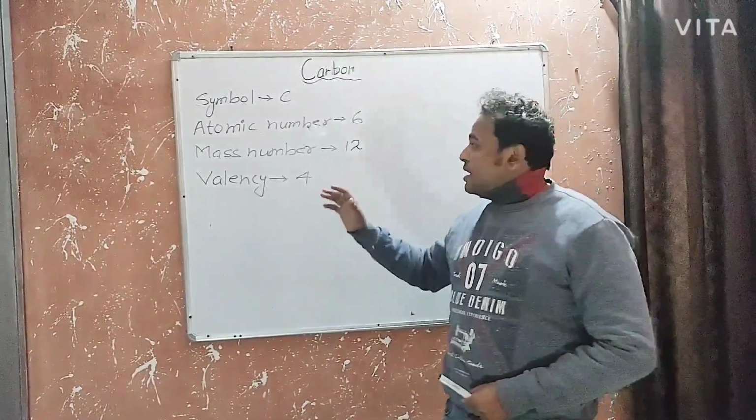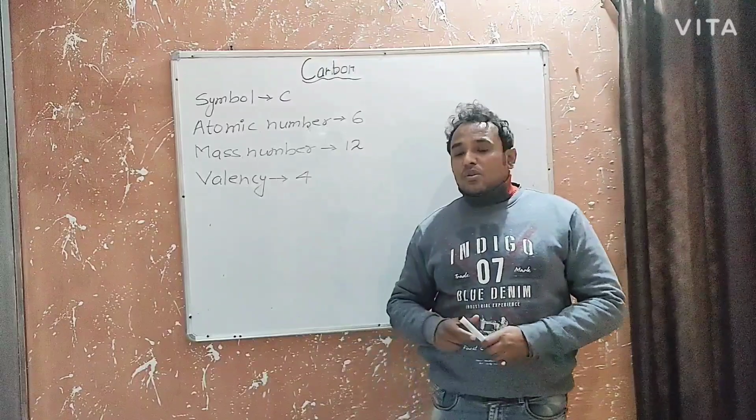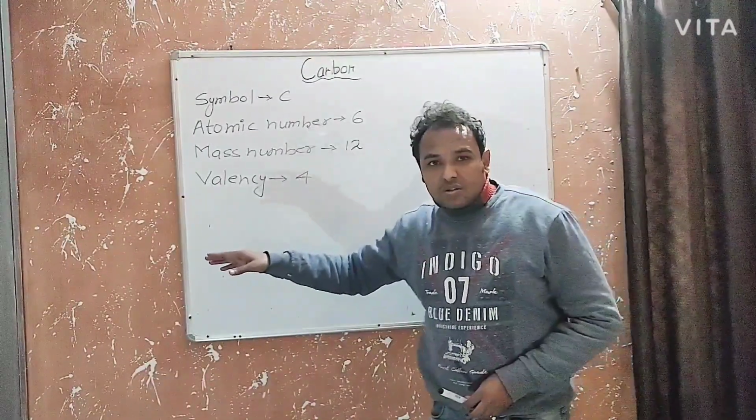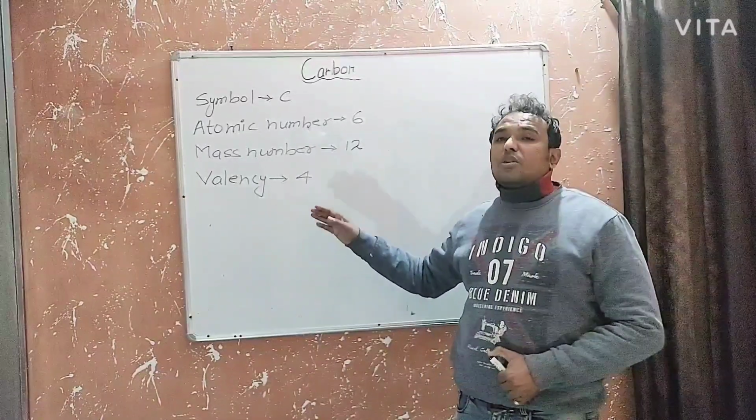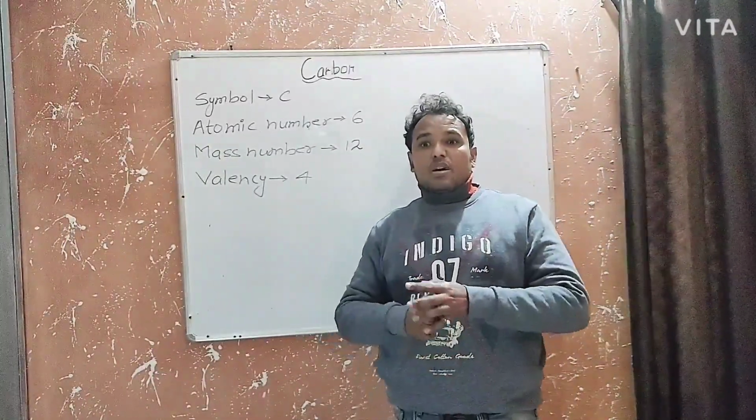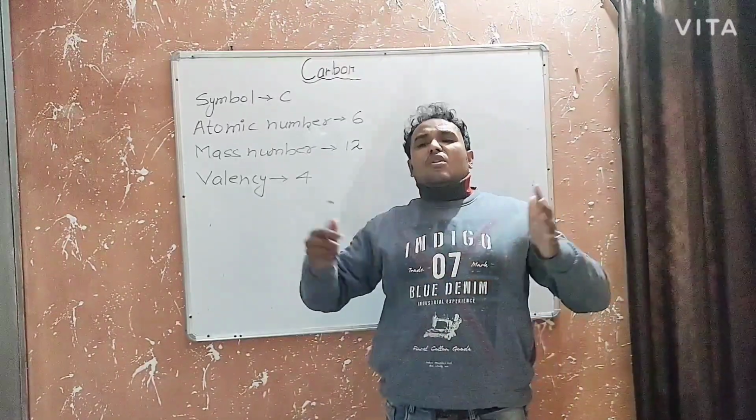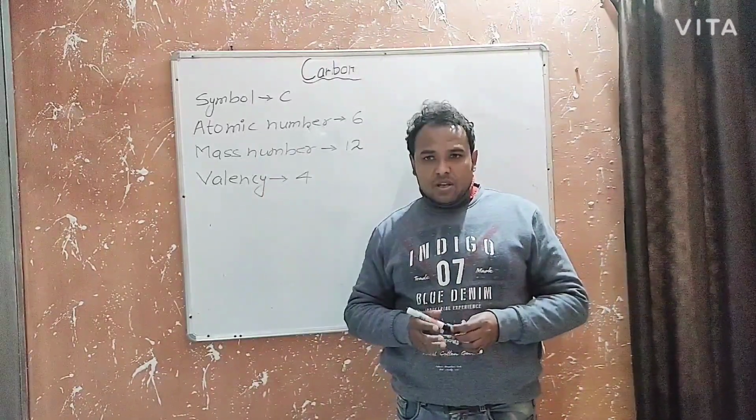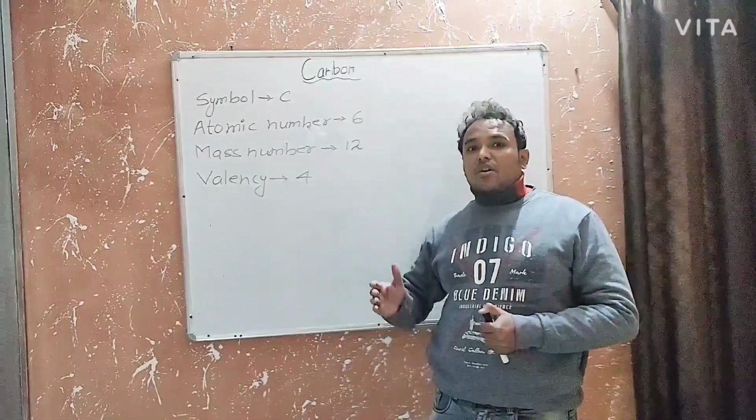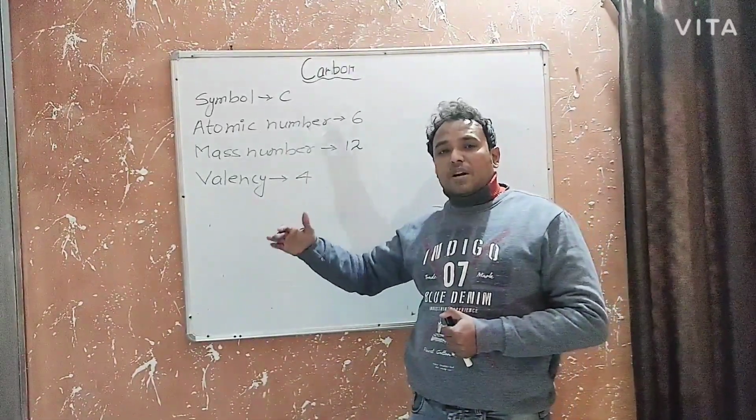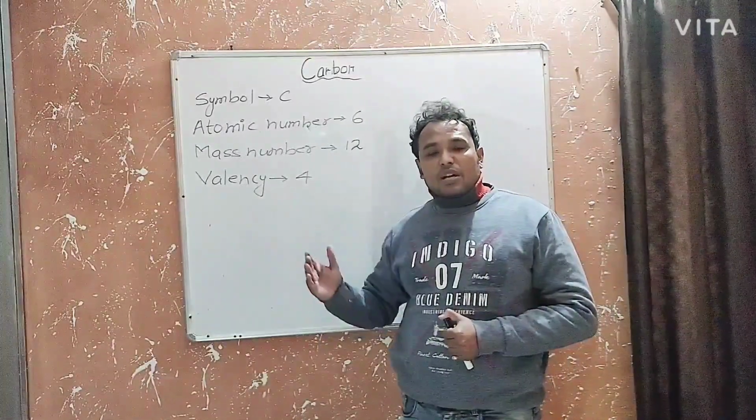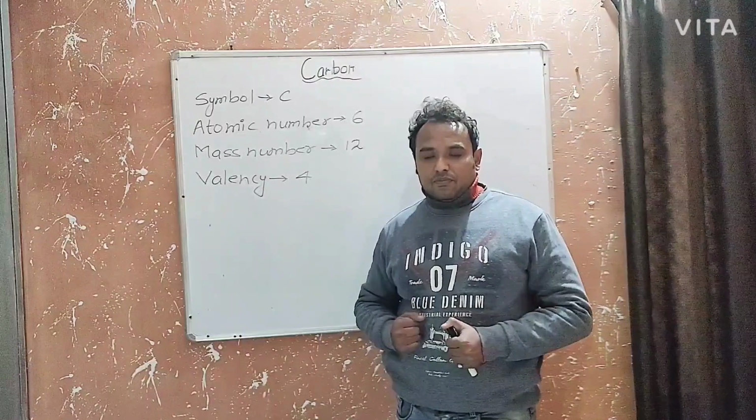Because carbon has valency 4, it neither donates electrons nor accepts electrons, it only shares electrons. Because it only shares electrons, it forms thousands of compounds. Because it forms thousands of compounds, we study carbon and its compounds in a different branch of chemistry, and that branch is known as organic chemistry.